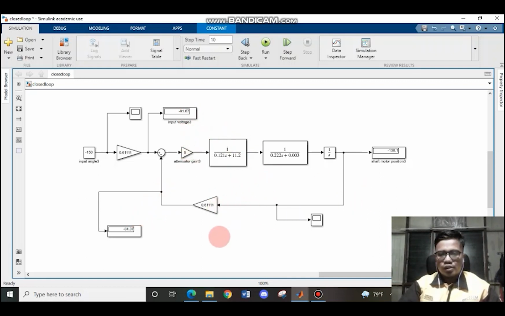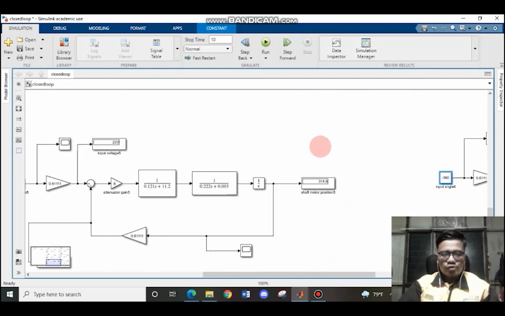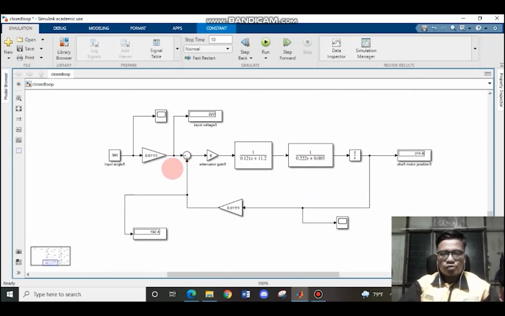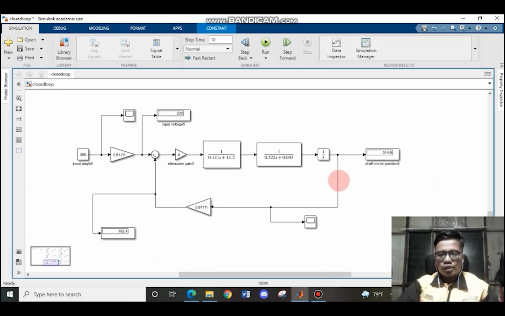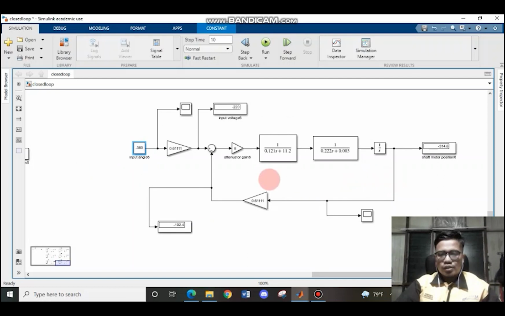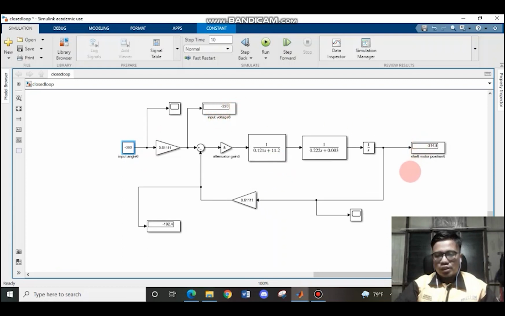Then for the clockwise of 360 degrees, I get the input voltage of 220 volt, which is the rated voltage, and the shaft motor position is 314.8, and the output voltage is 192.4. Then in anti-clockwise, negative 360, I get the same value but negative.